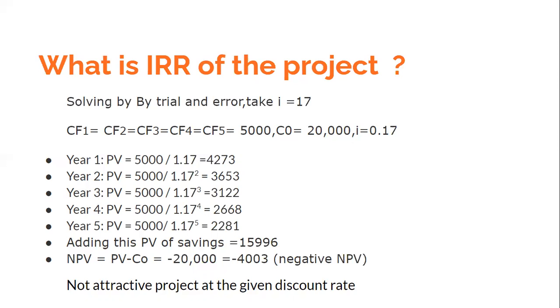How do you calculate the IRR? By assuming some value at the start by trial and error, because it is not 25. So it would be less than 25, because with 25, you are getting the net present value as negative. So obviously the returns are less than 25%. So let us start with some value arbitrarily. You can take any value, but I had taken a value of 17 and I had calculated again the present value of the savings.